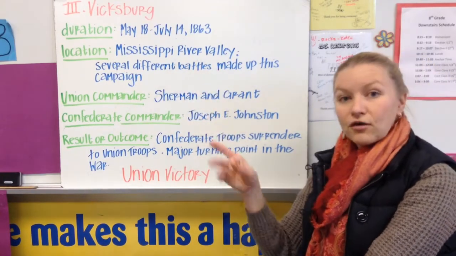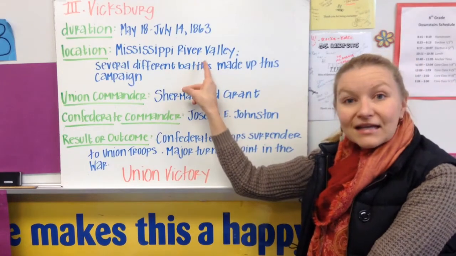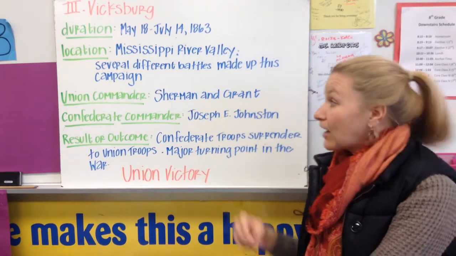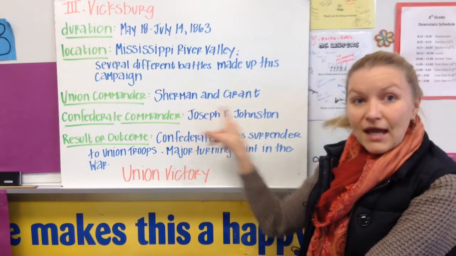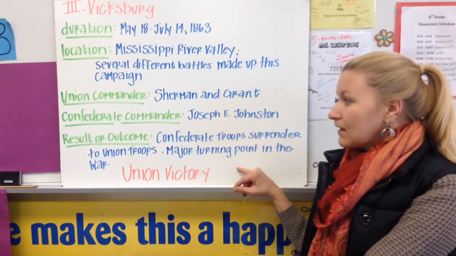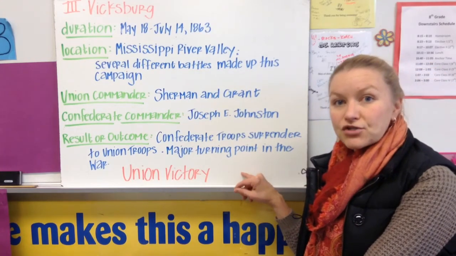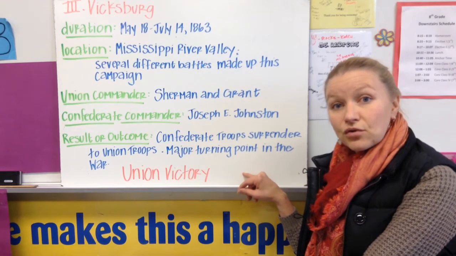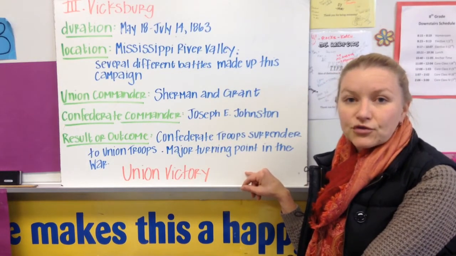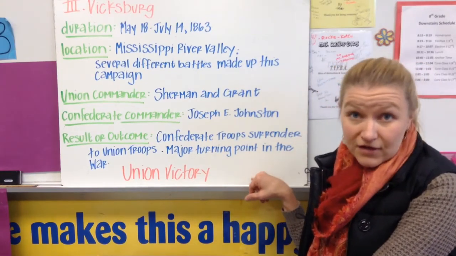Guys, this was the fight over, we talked about that Anaconda Plan, how the North wanted to constrict the South. So the North needed to get control of some of these areas in the Mississippi Valley so that they could really do that constricting of the Confederate trade. Union commanders were Sherman and Grant, both of whom we talked about last night. The Confederate commander is Joseph E. Johnston. The outcome of this battle, the Confederate troops actually ended up surrendering. This is going to be considered a major turning point in the war because the Union is going to gain control of some of those major trading areas. Additionally, by the end of this battle, the Confederate troops were so depleted and so discouraged that they really had a hard time recovering. So Union victory, and this was a big victory for the North.